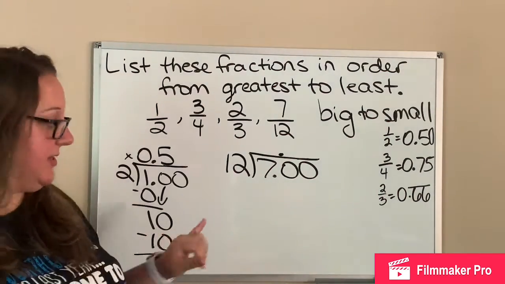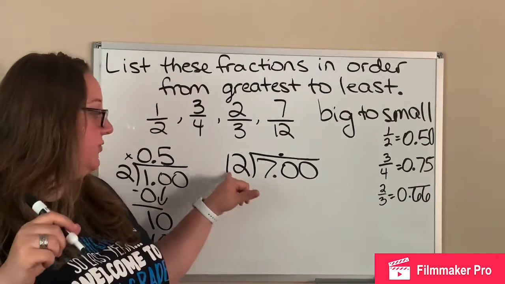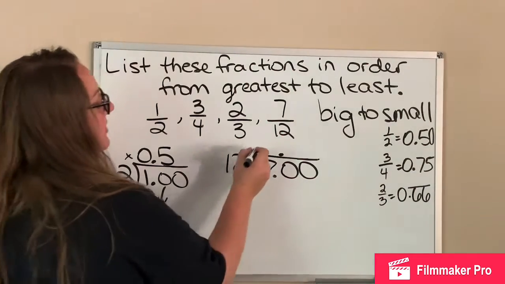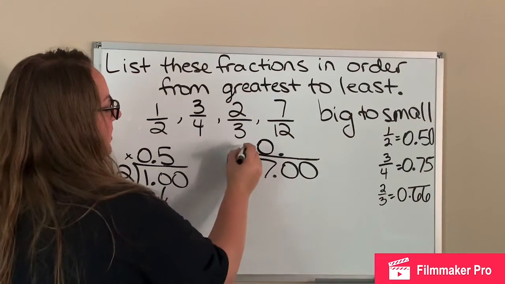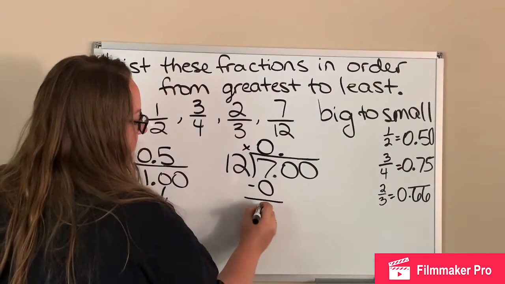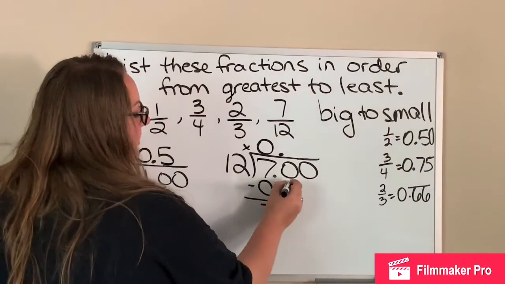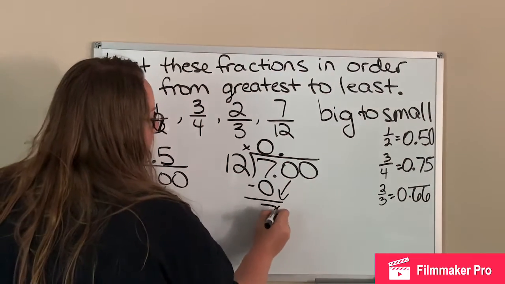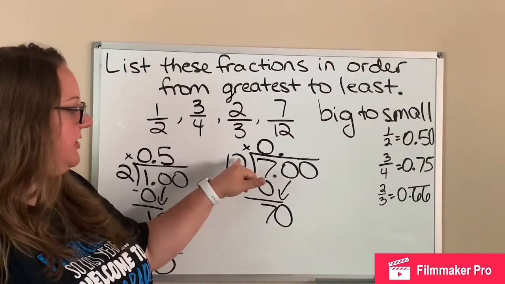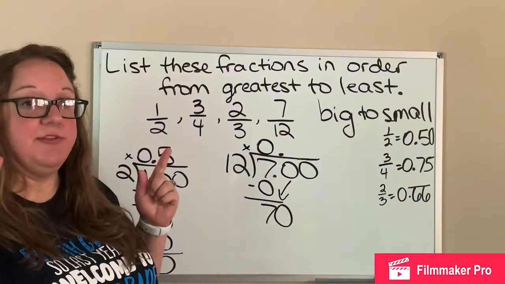So now I need to ask myself, can 12 go into 7? No, it cannot, because 12 is bigger than 7. So I'm going to put a 0 here. 0 times 12 is 0. Subtract here. 7 minus 0 is 7. Now I'm going to bring this 0 down. And I need to ask myself, how many times can 12 go into 70? Now, I don't know that off the top of my head.